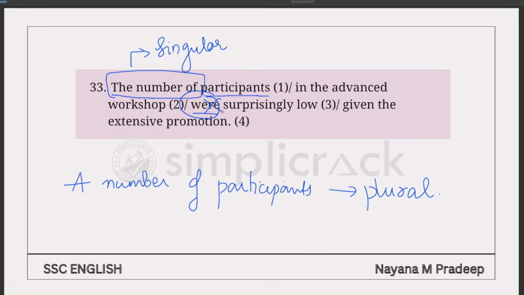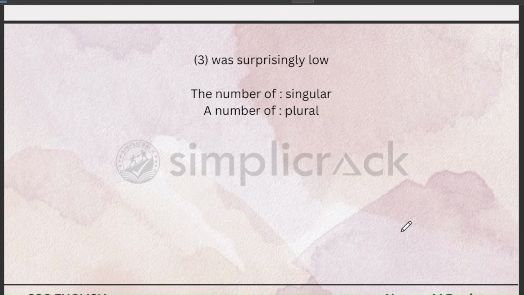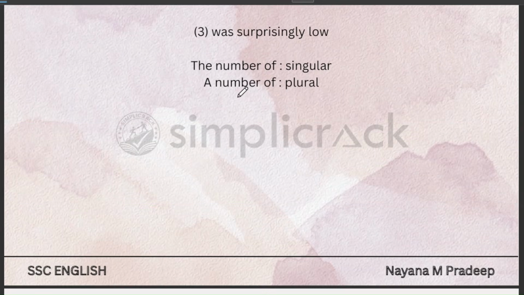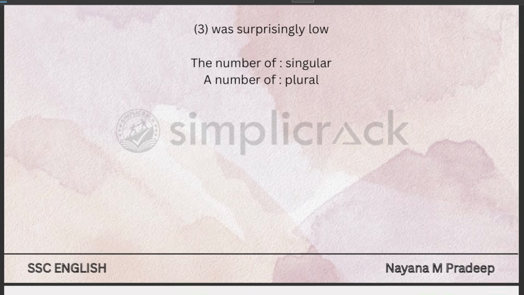So here the use of were is wrong. Instead, it should be was surprisingly low. But instead of the number of participants, if it were a number of participants, then it would have been were surprisingly low, because the phrase a number of is used in the plural sense. Is it clear? So you have the number of, which is used in the singular sense, and a number of in the plural sense.